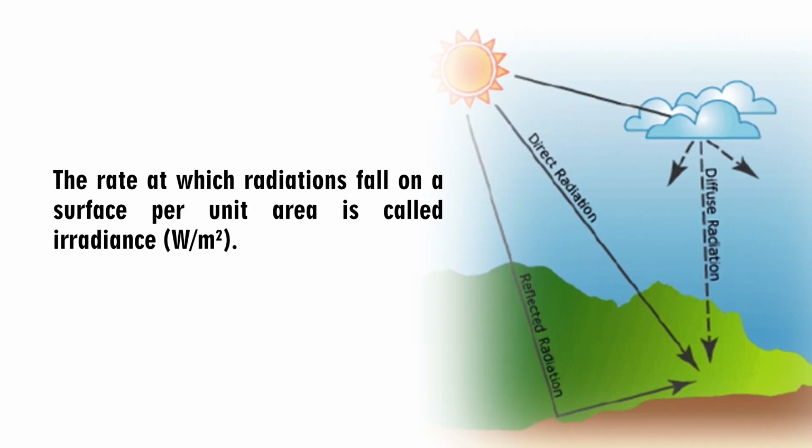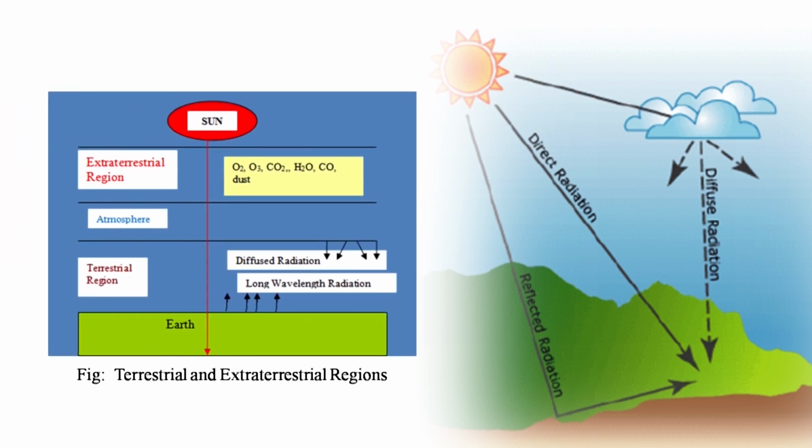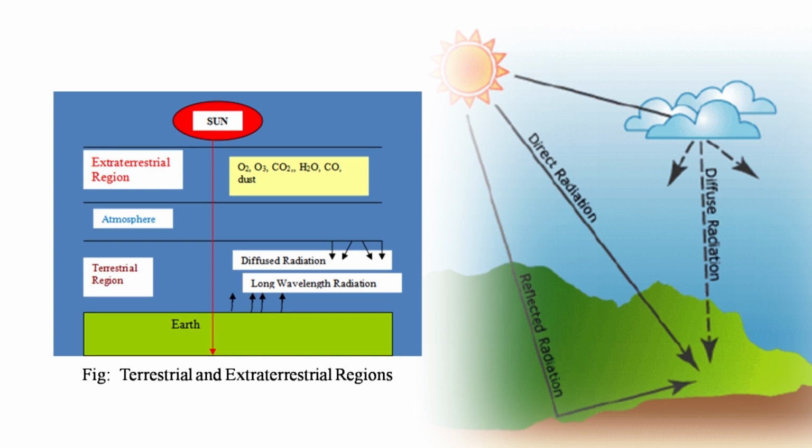The rate at which radiation falls on the surface per unit area is called irradiance, and it is measured in watt per meter square. In solar energy engineering, we come across the terms extraterrestrial solar radiation and terrestrial solar radiation.